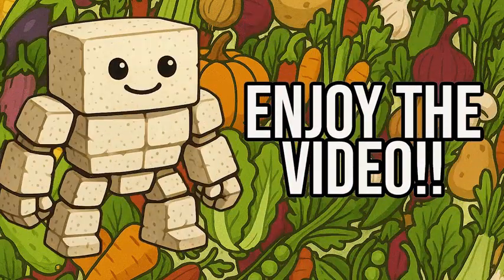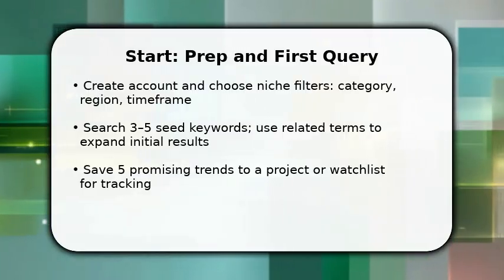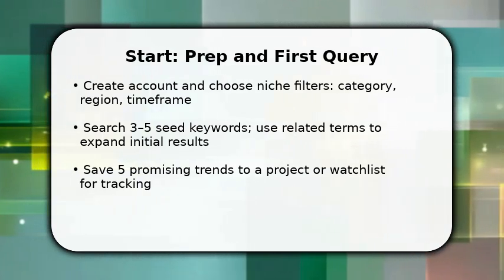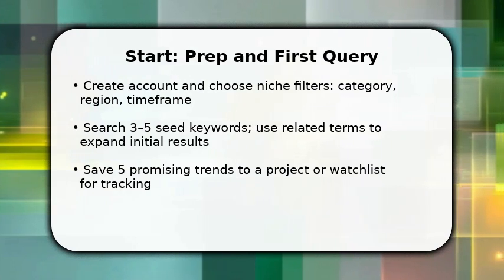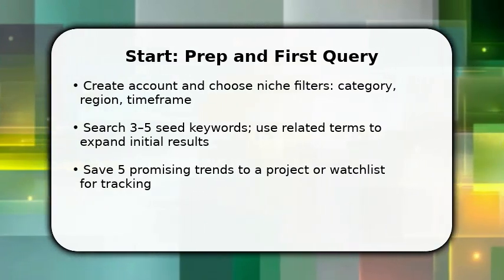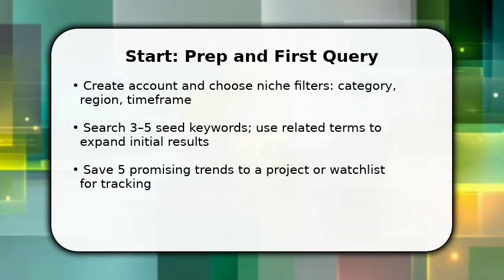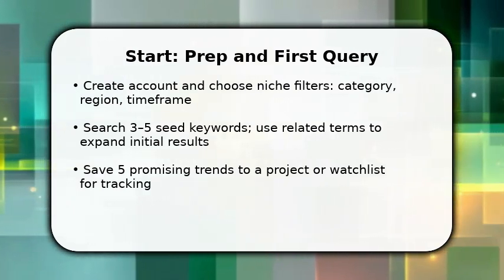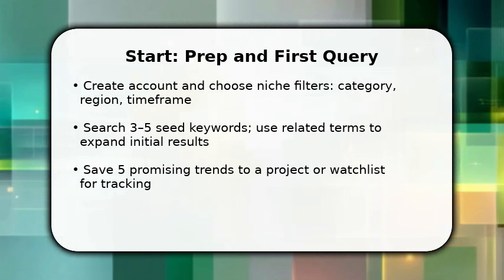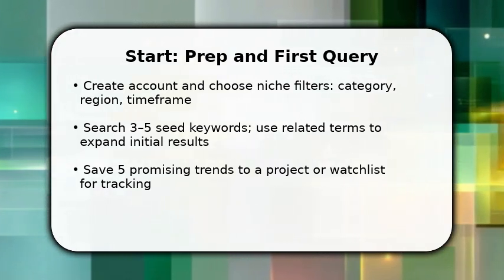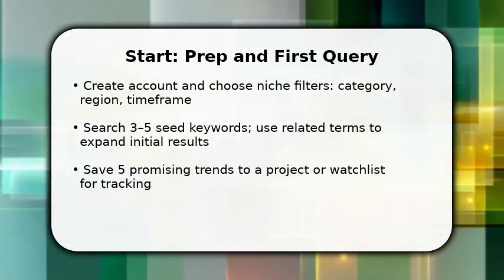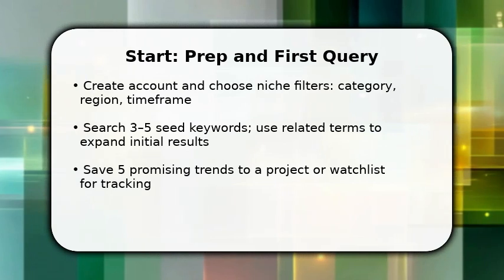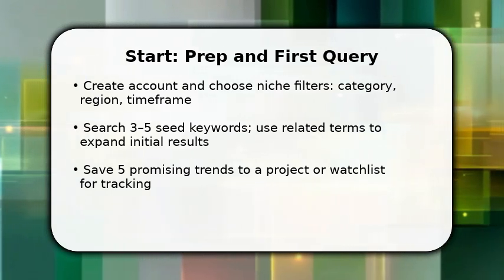Please enjoy the video. You've done the basic setup, so start by opening Exploding Topics and applying niche filters like category, region, and time frame. Next, enter 3-5 seed keywords that match your target market and add closely related terms to broaden discovery. Once those results populate, scan the growth curves for the steepest increases and save the top 5 trends to a project or watch list so you can monitor momentum and return quickly for analysis.